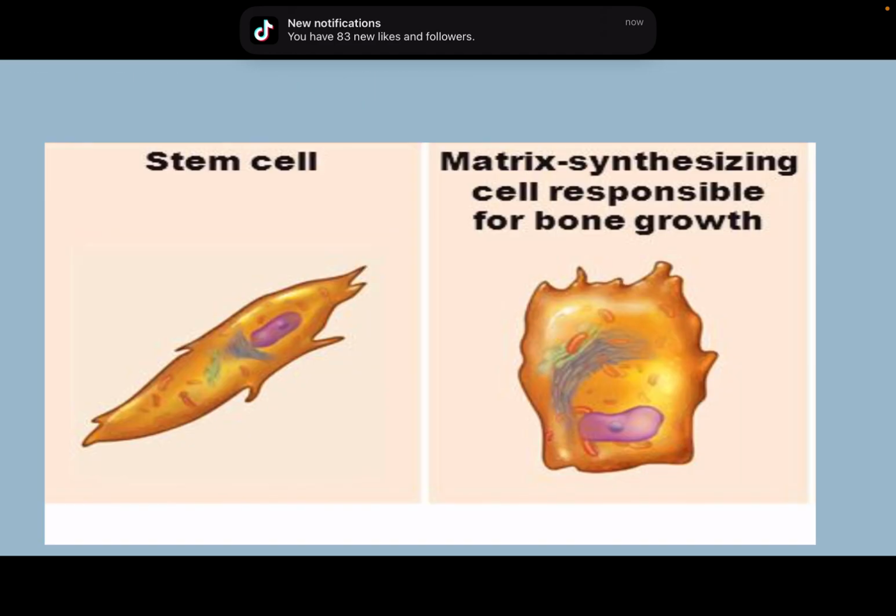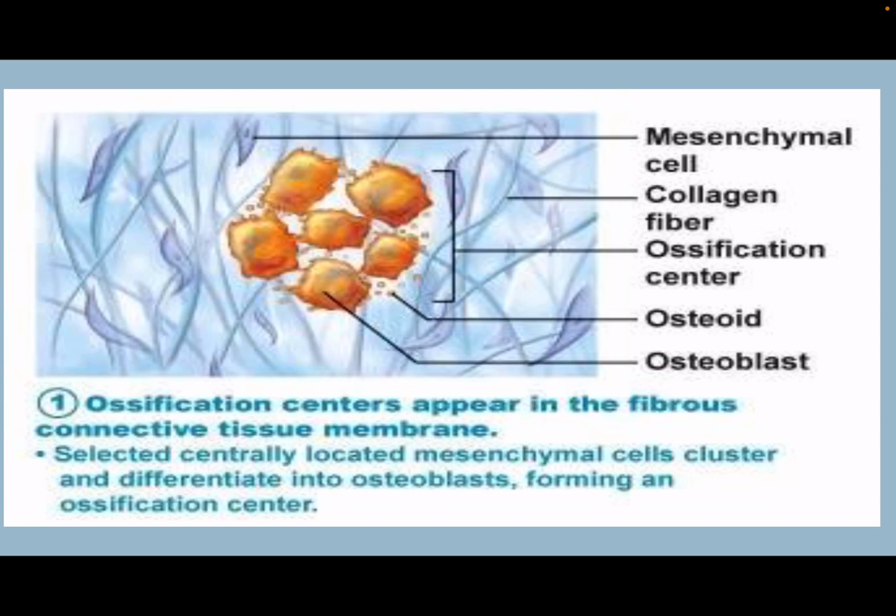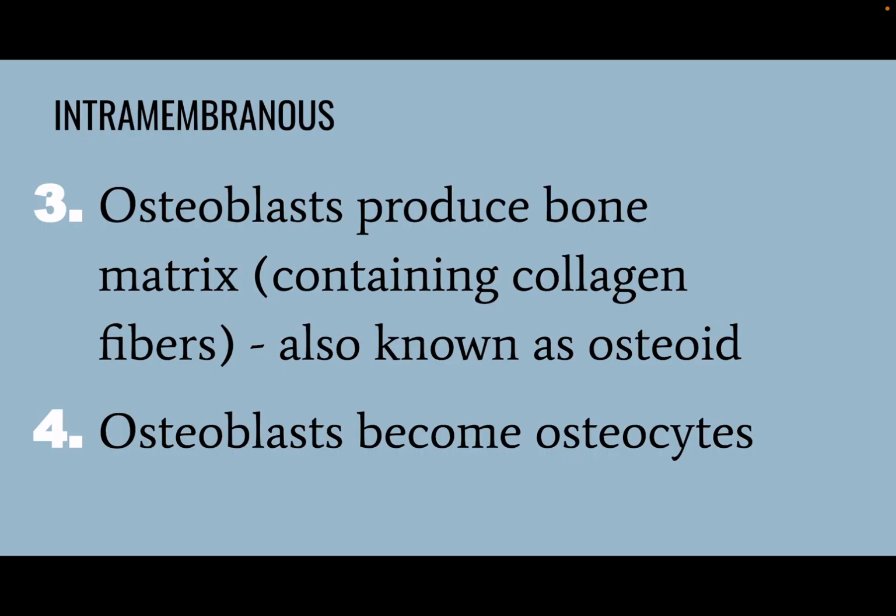So I have a stem cell. It's turning into this bone-forming cell for me. These osteoblasts will start to produce a matrix, this extracellular matrix of bone, which is called osteoid, okay? Keep that word in mind, osteoid. We're going to talk about it a lot. So osteoblasts are producing osteoid, okay? Eventually osteoblasts will become osteocytes, which are just mature bone cells.